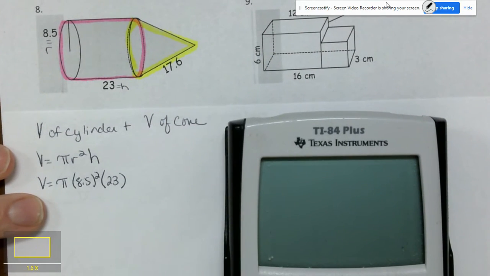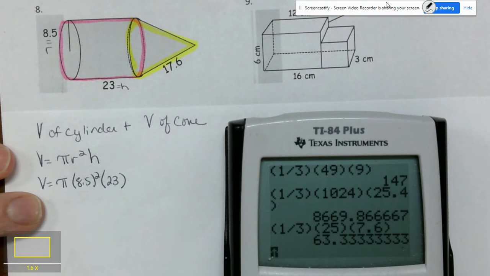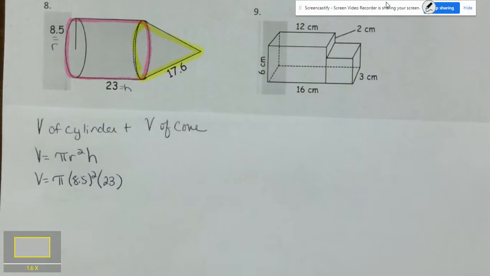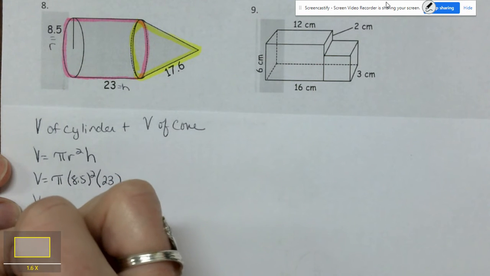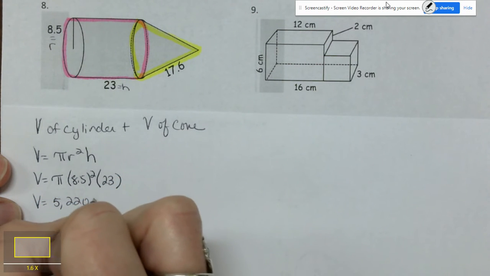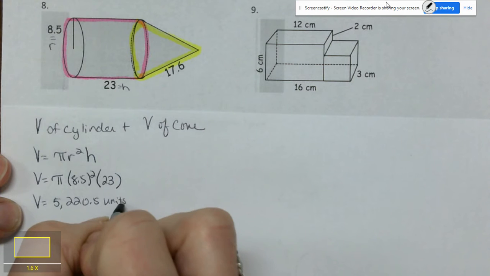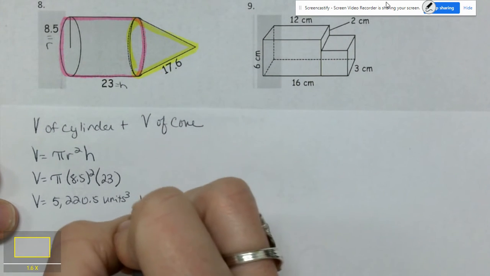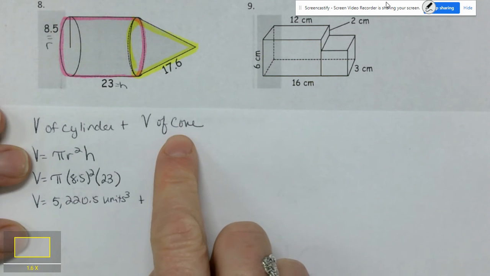Okay, so I'm going to put in pi times 8.5 squared times 23. That gives us 5,220.5 units cubed. Since we're not given units, we'll just say units cubed. Now I've got to add to that the volume of the cone.